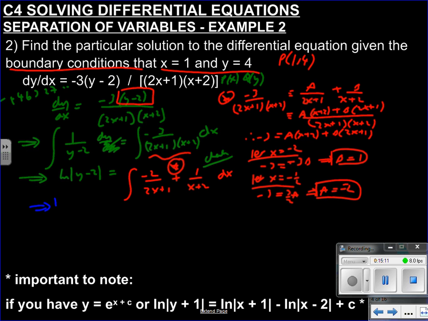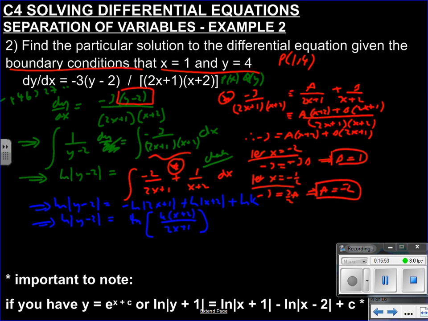So now we get ln mod y minus 2 is the same as the integral of that thing, ln 2x plus 1. Quickly differentiate to check. You'll see that 2 comes out but not minus, so I need a minus there. Be careful. Ln x plus 2 plus c, but because everything else is in ln form, I'm going to go straight to ln k, do you see? And now I can combine my rules, so ln x plus 2 times k, so k times x plus 2 all divided by 2x plus 1.